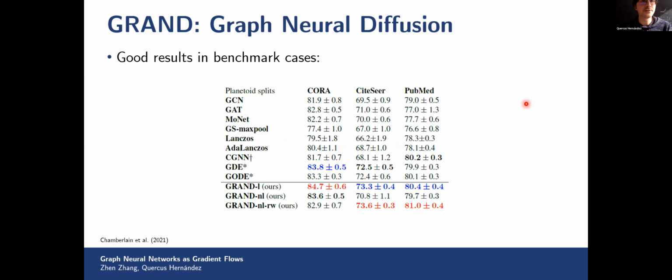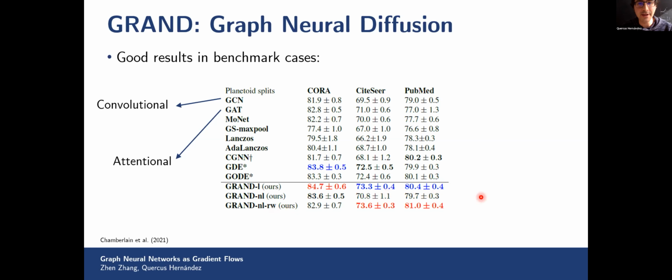And they tried this architecture on several graph neural network benchmarks. First, we have the graph convolutional network. Then we have the graph attention network. And here they have three variations of GRAND: linear, nonlinear, and nonlinear with rewiring. Rewiring means that the adjacency matrix changes depending on the features of the graph, on how the features are evolving in the graph. You can take off edges and put additional edges just to favor the flow of information over the graph.